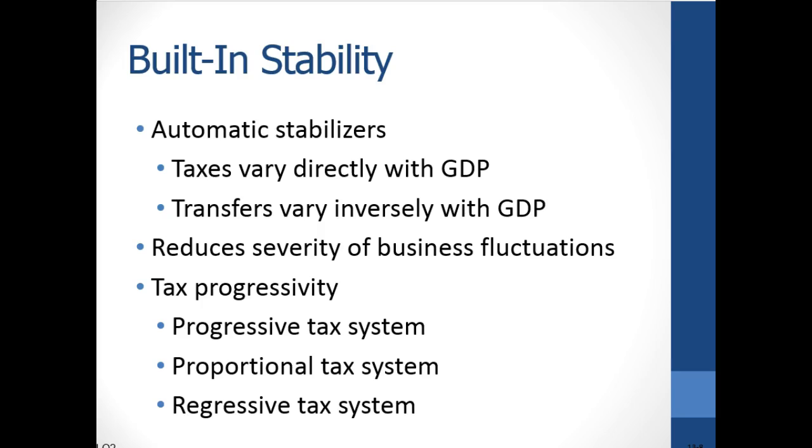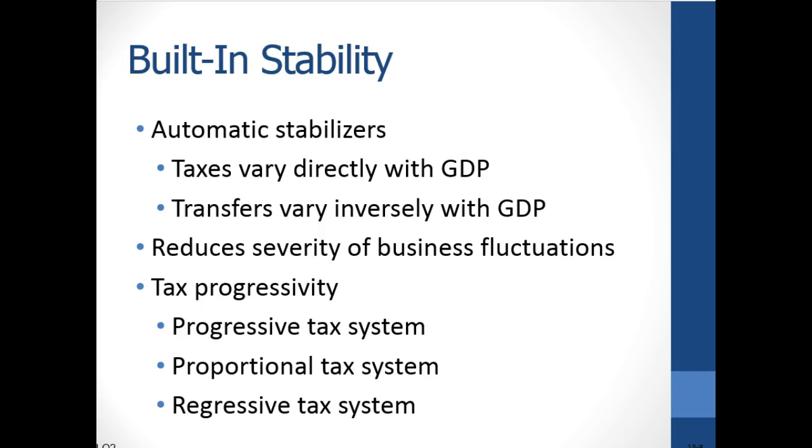Now, we can talk about built-in stability, right? Built-in stability arises because net taxes change with GDP. It is desirable for spending to rise when the economy is slumping and vice versa when the economy is becoming inflationary. Automatic stability reduces instability, but it does not eliminate economic instability.